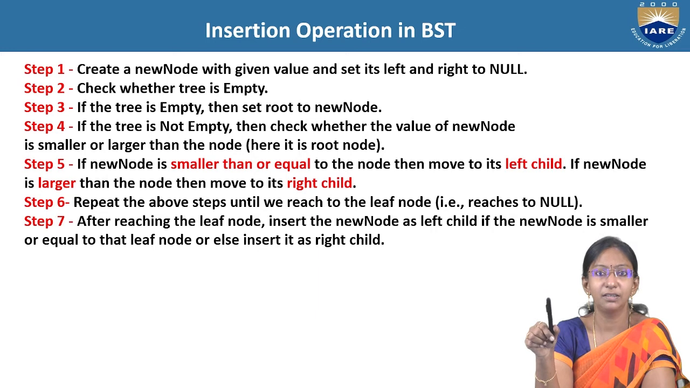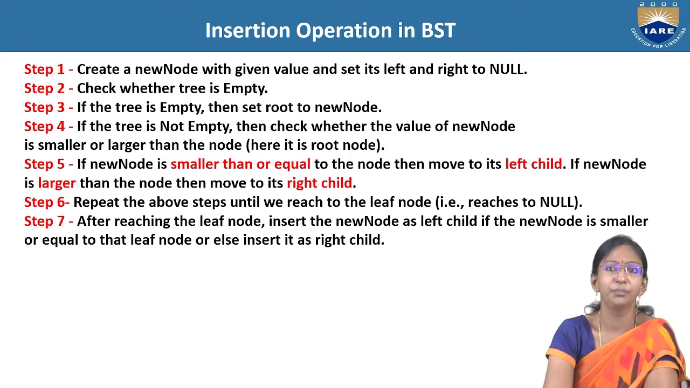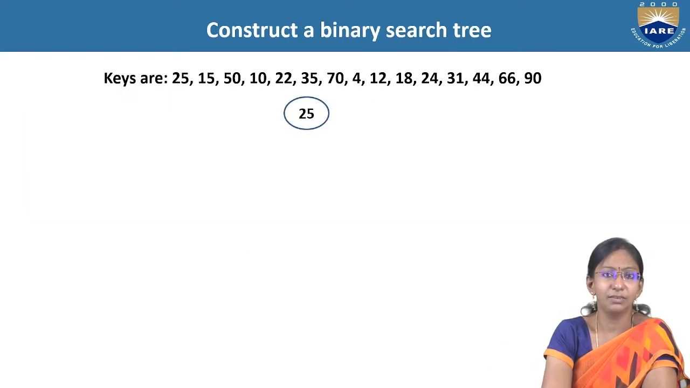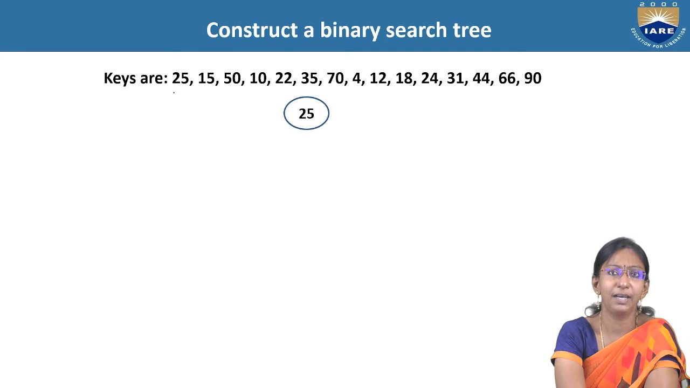One thing you have to understand is, with every insertion operation, the new node which comes into the picture will settle as a leaf node. Okay, so let's construct it with this random list. The first element is 25. As a BST does not exist yet, 25 will be the new root.